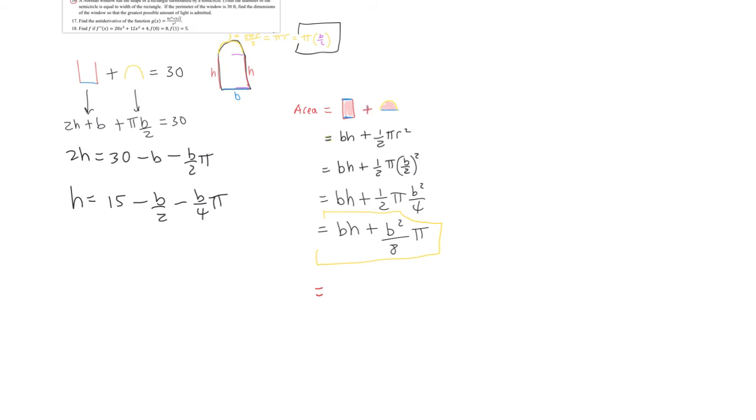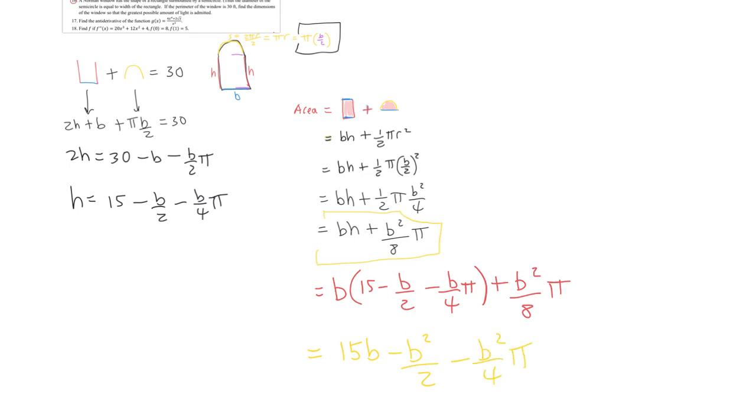The area actually equals b times something large, which is 15 minus b over 2 minus b over 4 pi. And we're going to then be adding b squared over 8 pi. We could then distribute the b in the first parentheses. It becomes 15b minus b squared over 2 minus b squared over 4 pi. And then we have plus b squared over 8 pi.